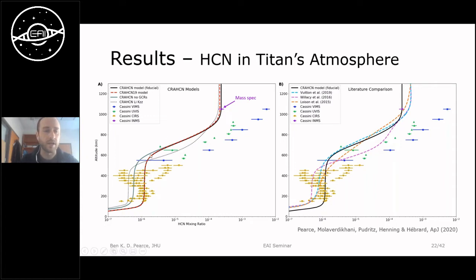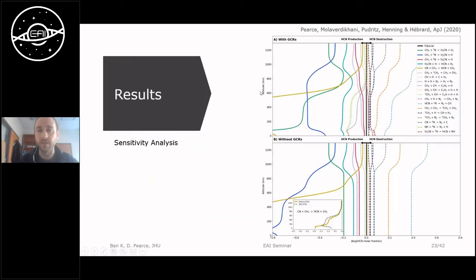Now, one other thing, this red dotted line right here is called Kraken 19. We did a sensitivity analysis where we removed 1 reaction at a time to try and reduce our network, which had over 100 reactions, even further. And if the removal of the reaction didn't cause the hydrogen cyanide profile to change, we just removed it from the network and continued removing reactions one by one. And when we did that, we found it all boiled down to 19 reactions that were responsible for hydrogen cyanide production and destruction.